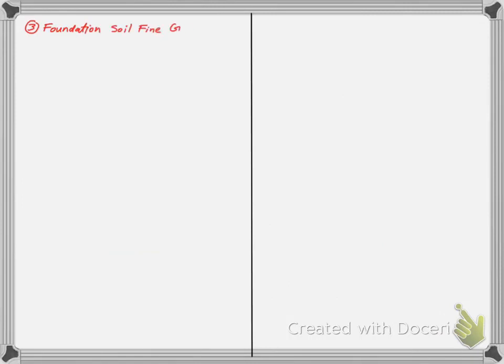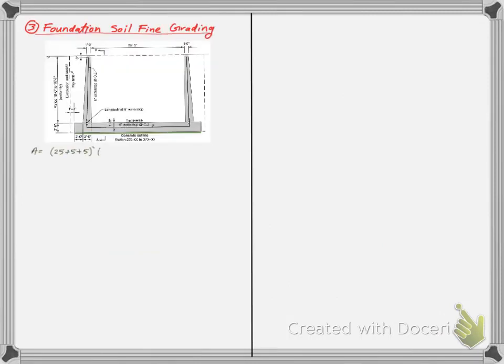The next quantity is the fine grade finish under the foundation, which is that simple footprint area of the slab. Next, we need to calculate the quantity of the horizontal construction joint between the slab and the walls, as they need to be sandblasted.